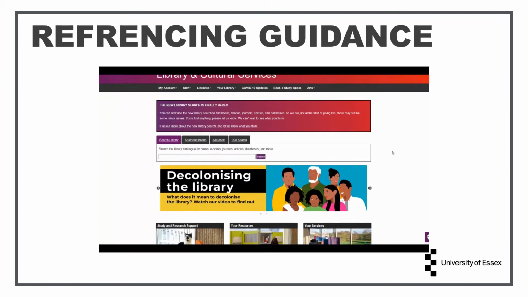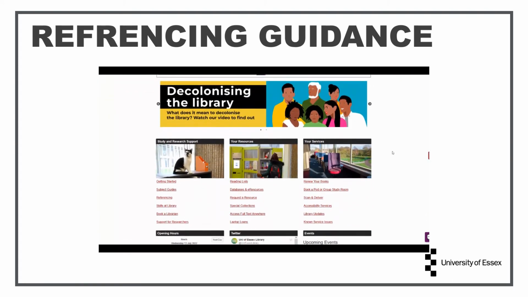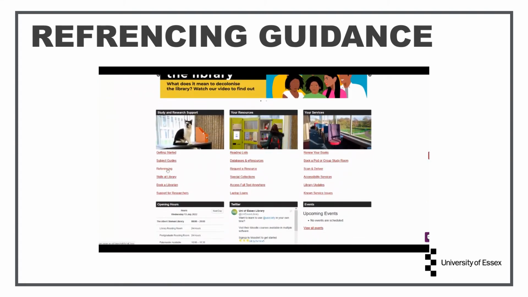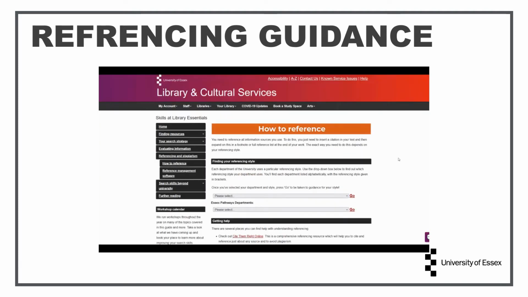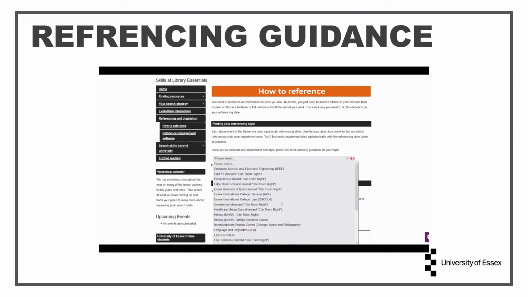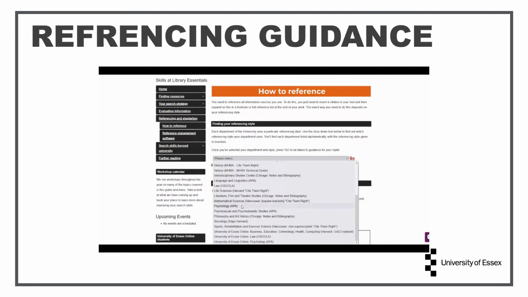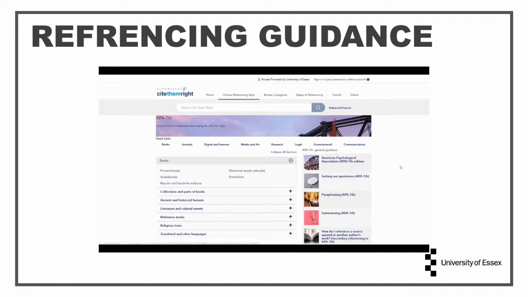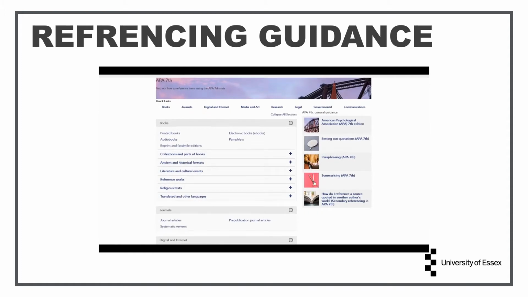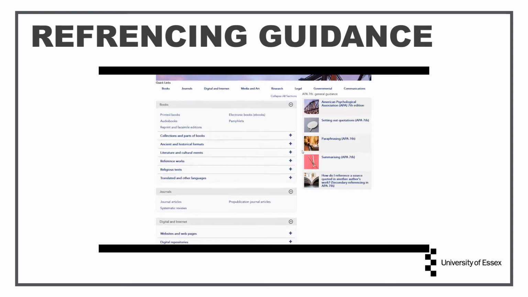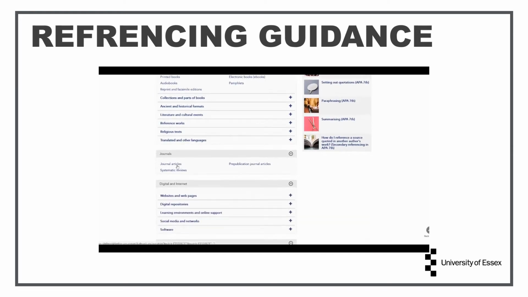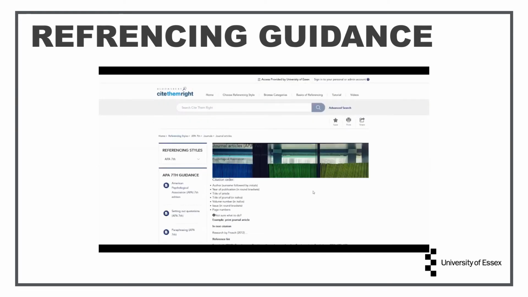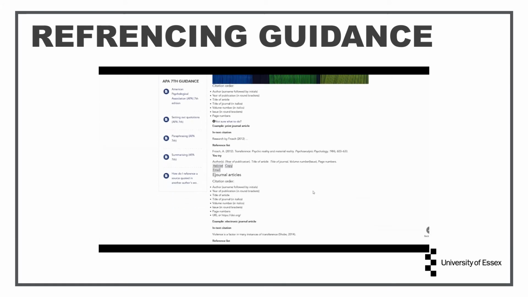To access the APA Referencing Style Guide, first head to the library homepage and scroll down to Study and Research Support, then select Referencing. On this page, select Psychology from the drop-down menu and then press Go. You will then be taken to the APA Style Guide, where you can select the type of resource you wish to reference from the top navigation bar or the list. When you select the resource type, you can see more information and examples of how to reference.